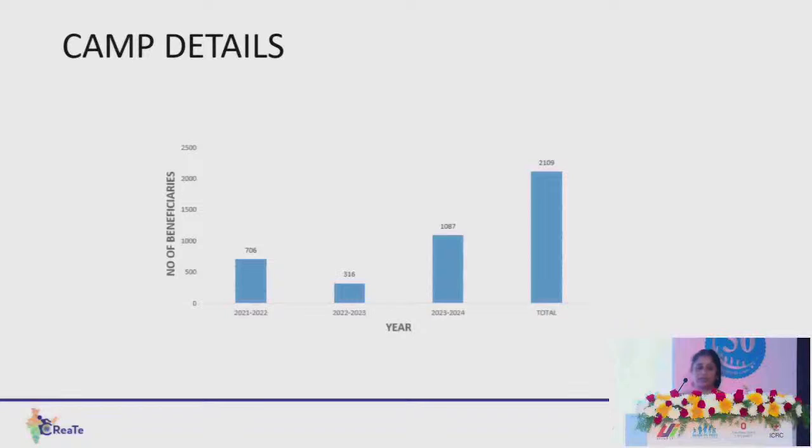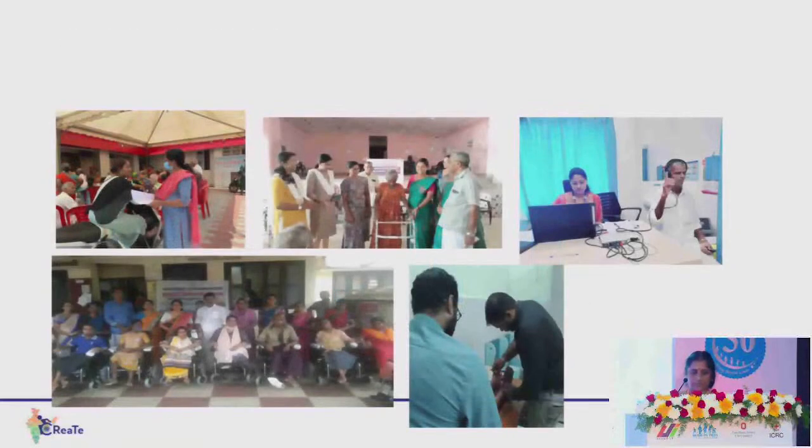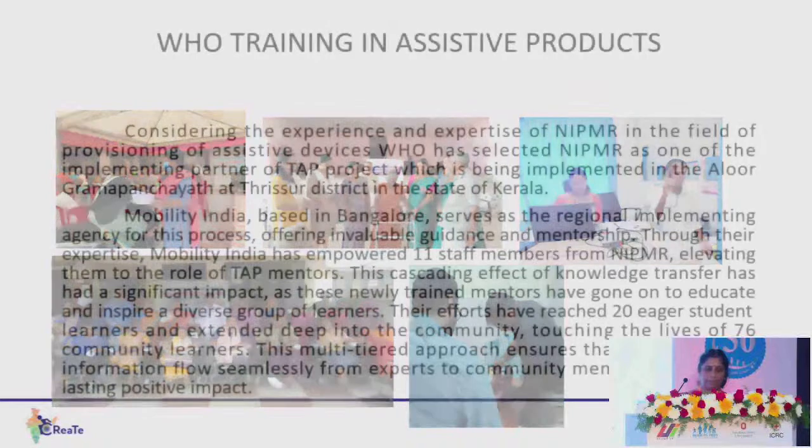Since 2021, we have done so many camps, and a total of 2,109 people have benefited from that. These are some glimpses of the camps organized by NIPMR at various districts of Kerala.